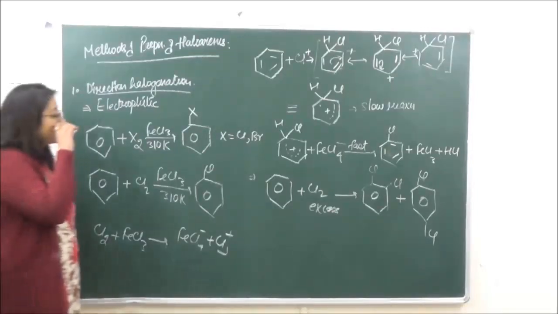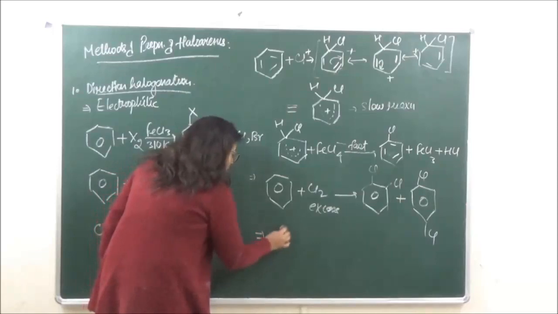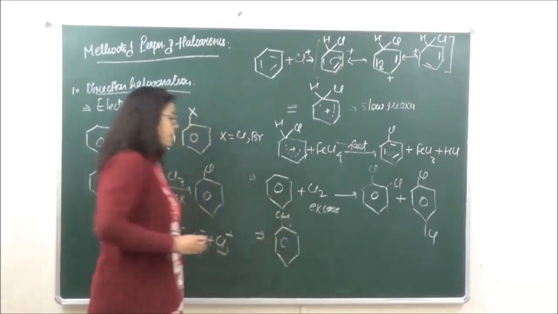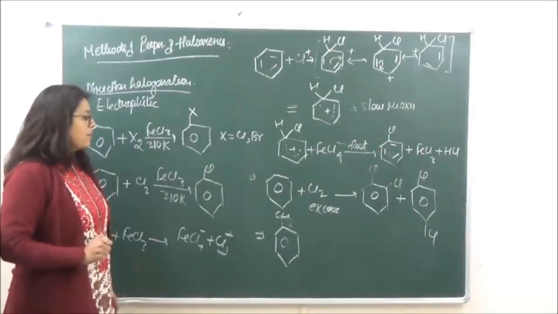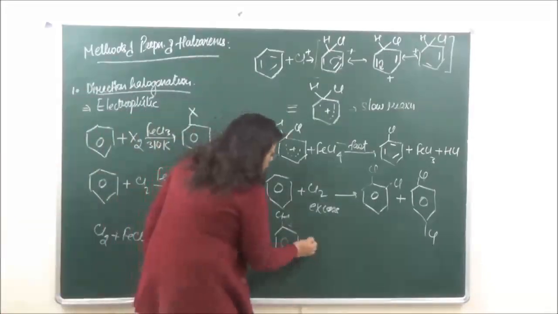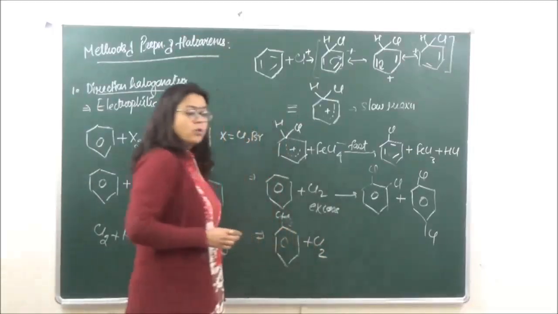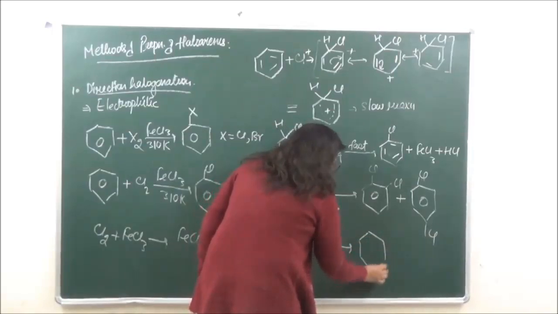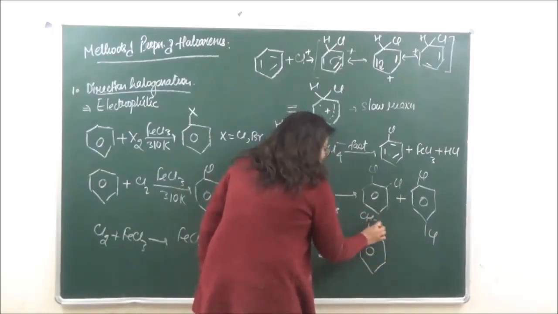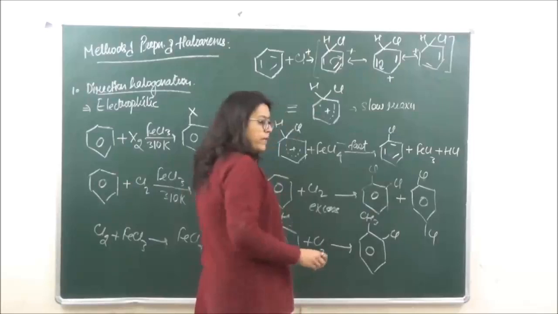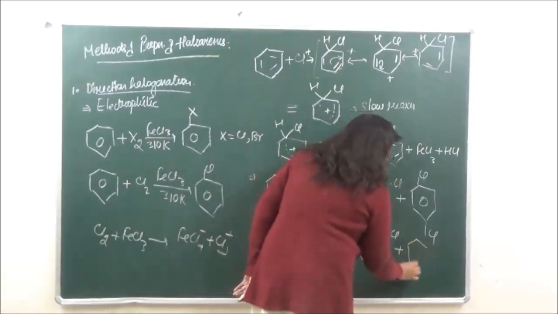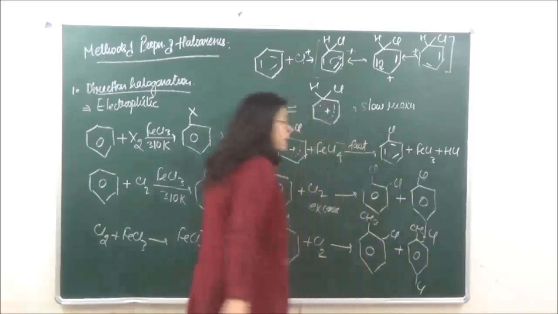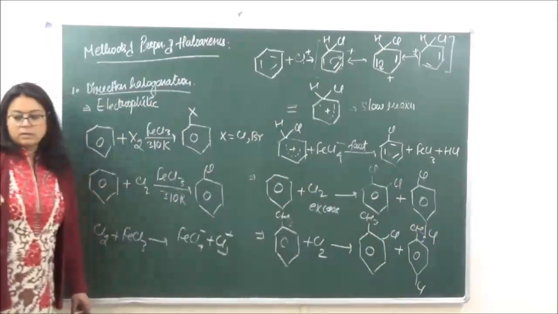Now if there is a hydrocarbon or an alkyl group present on the benzene ring, for example we are taking CH3 over here. Now in this case if we are reacting it with chlorine, the CH3 is also an ortho-para directing group, therefore we are going to get over here a mixture of ortho-chlorotoluene plus para-chlorotoluene. Is it clear?